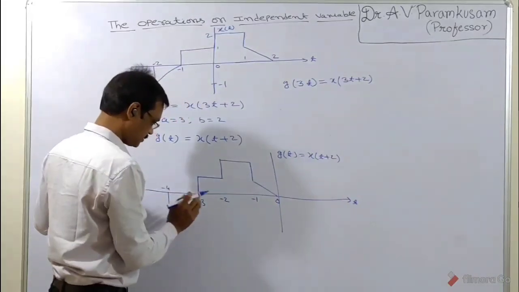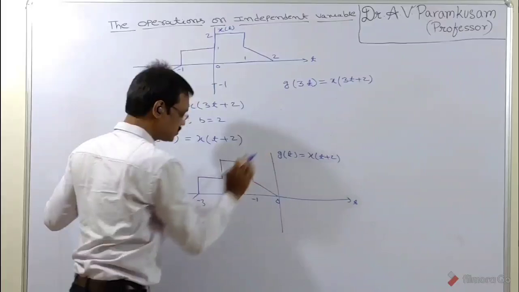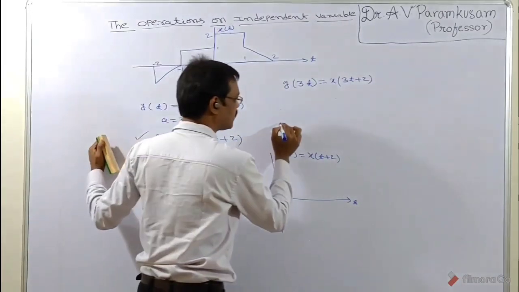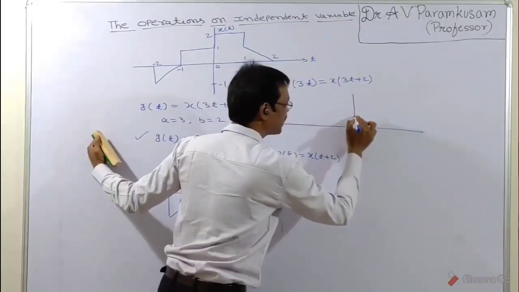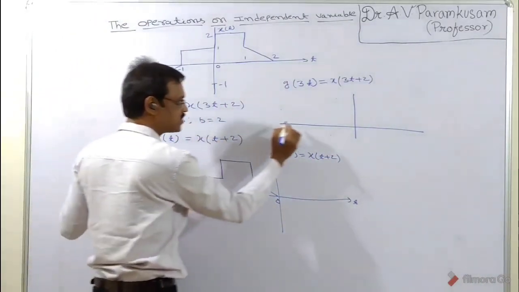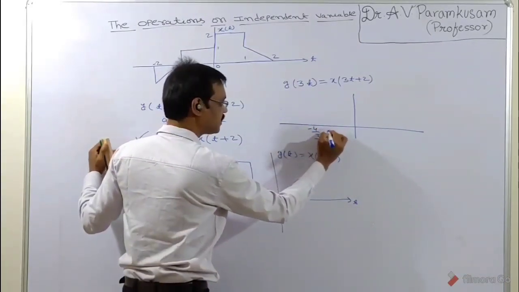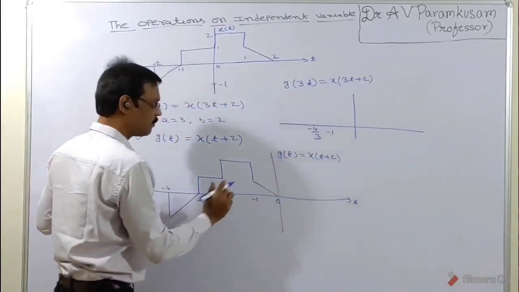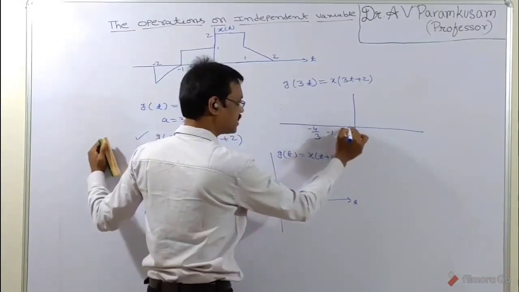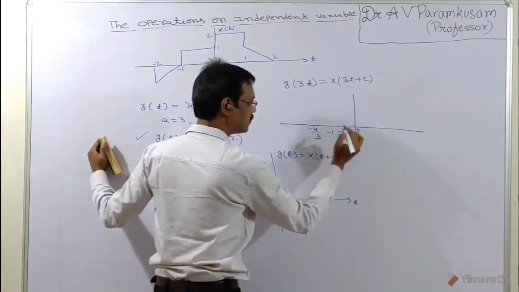See here, 3 is multiplied with t, no? So at these points, you divide by 3. Then the same points can be obtained at these values divided by 3: minus 4 by 3, minus 3 by 3, that is equal to minus 1, minus 2 by 3, minus 1 by 3, and 0 by 3, 0.